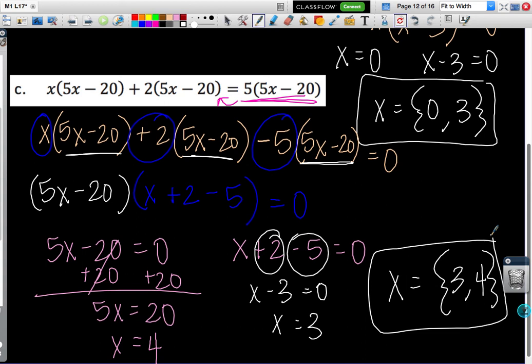Number 10 and 11, if you haven't done in class, you probably will do in class, and you're using the box method to multiply back. You're distributing. So stay tuned for more.